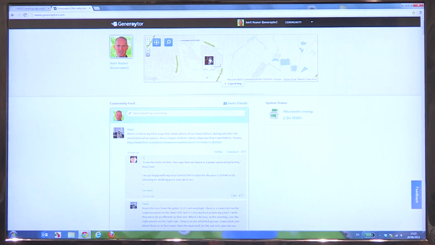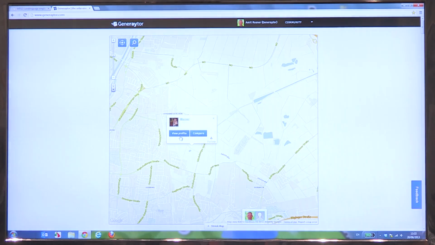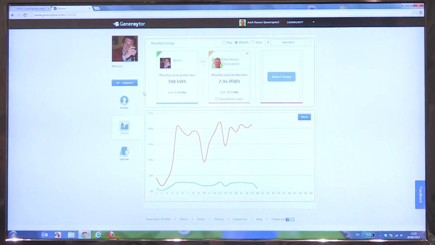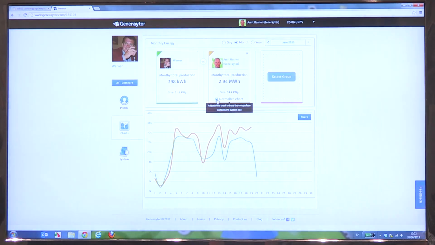I can see here that there's another person in Munich, and I'm interested to know how my performance compares to him, because we get his performance in real time, so we can do this. See, this is his system. It's a bit smaller than mine, but that's okay. We can still compare it. My system is much bigger than his, but we want to compare apples to apples, so let's normalize the two systems.